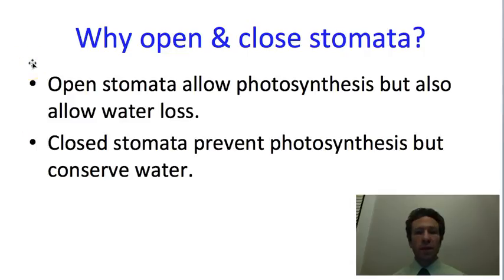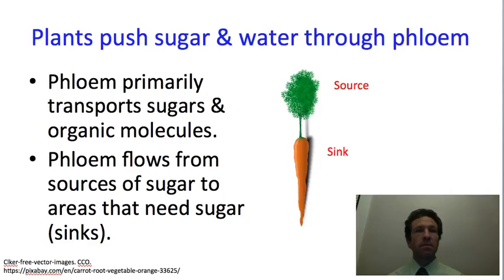So why do plants bother opening and closing stomata? Remember that open stomata allows photosynthesis to occur, which is a good thing, but it also allows water loss to occur, which is a bad thing. And conversely, closed stomata prevent photosynthesis but conserve water. So the plant opens and closes its stomata to balance these two countering benefits and losses.